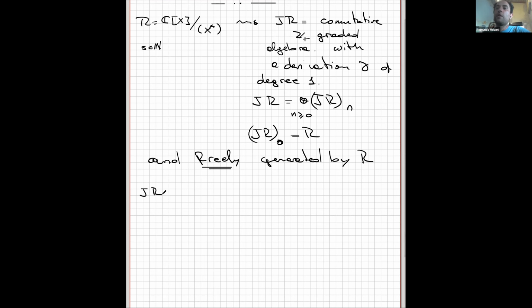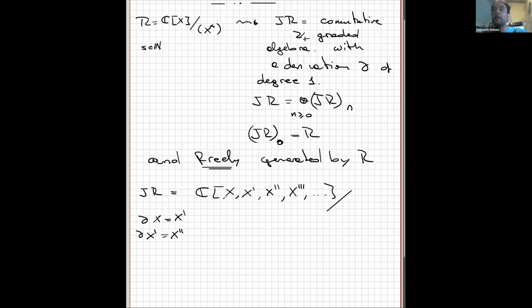This JR, if you didn't have the quotient, would be simply C of X, its derivative, its second derivative, these formal variables, and so forth. So it's infinitely many variables. The derivative of X, let's say X is just X line, and the derivative of X line is X second line, and so forth. But since I have this quotient by X to the S, I'm going to divide by the differential ideal in this differential polynomial algebra generated by X to the S.